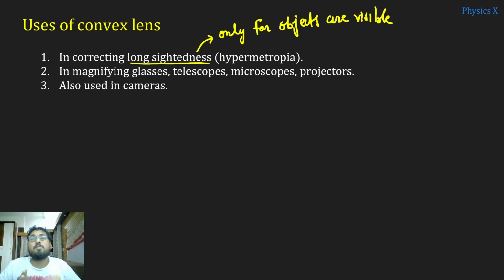Only far objects are visible. So what happens? Suppose this is the eye, and the eye also has a lens which is a convex lens, right? And this is your retina, which acts as a screen where the image is formed, right? So what happens? Suppose due to some reason there is long sightedness, where only far objects are visible. If the object is very far away, if the rays are coming from far away, then the image will be formed on the retina. But if the objects are closer, suppose this is a close object, what will happen?